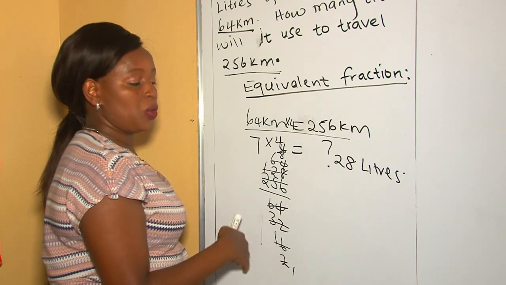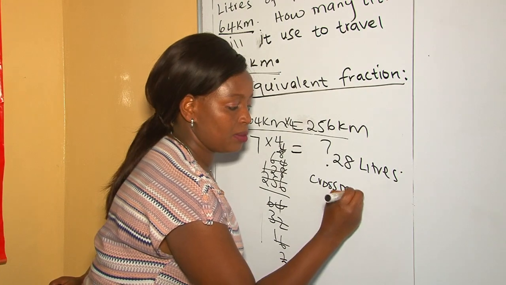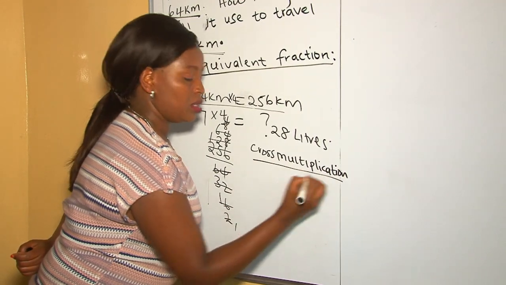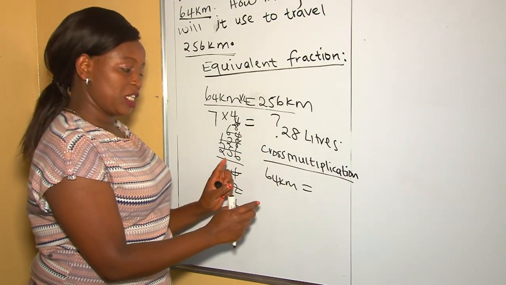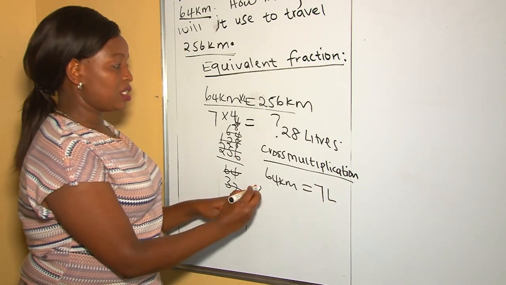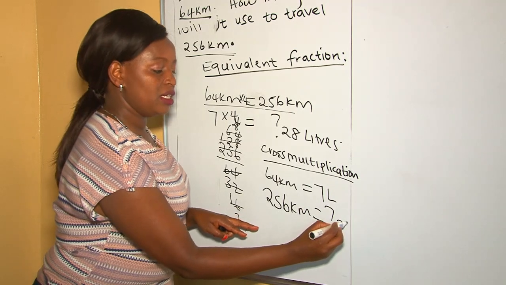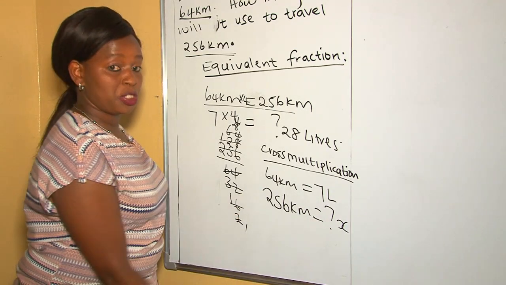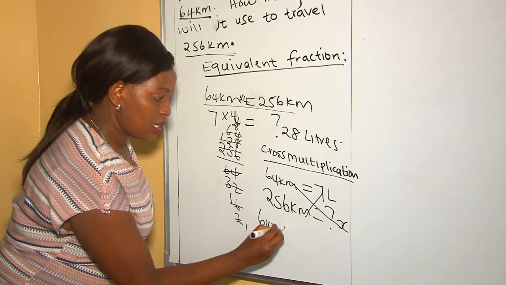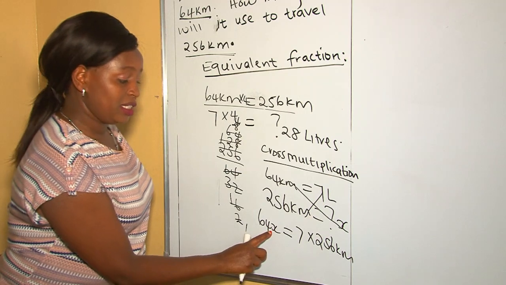Now, let's do the same question using cross multiplication. For cross multiplication, a distance of 64 kilometers consumes 7 liters of fuel. What about a distance of 256 kilometers, how many liters will it consume? So we cross multiply. This is why we have our question mark. Now we cross multiply like this. So it shall be 64x is equal to 7 times 256 kilometers.